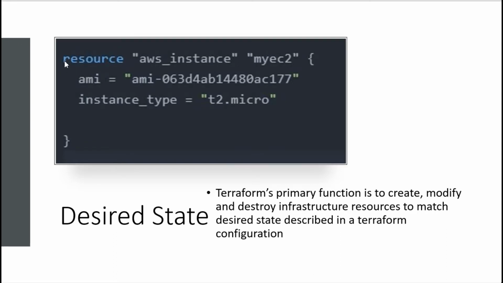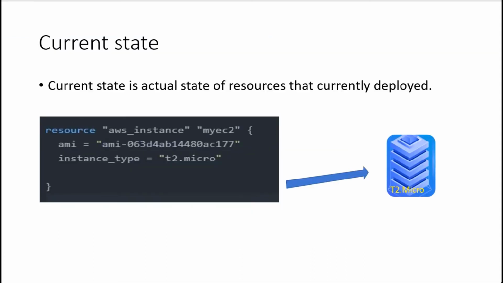Here you can see my Terraform configuration, where I have specified my instance type and my AMI ID. This is my actual desired state described in the configuration, that is called desired state. What is current state? The actual state of resources that are currently deployed. Currently I have used the T2 micro instance type from Terraform.